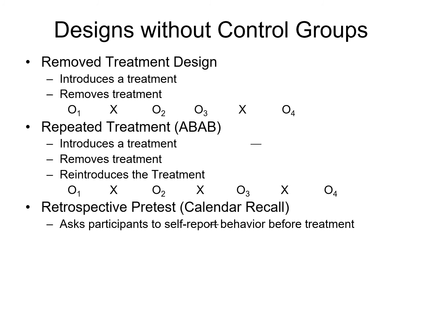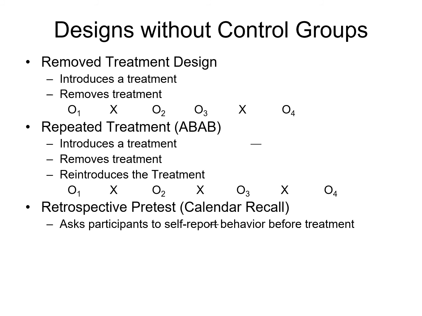So again, in this case, we've got an observation 1, we've got a treatment added, we've got a second observation, we remove the treatment, we have a third observation, we've got the treatment again added, and we've got a fourth observation. So if I find improvement, reduction, and improvement, it starts to become hard to think that something else is occurring in exact sequence with me adding and removing that treatment.